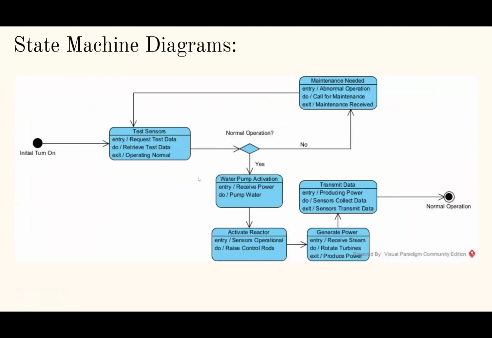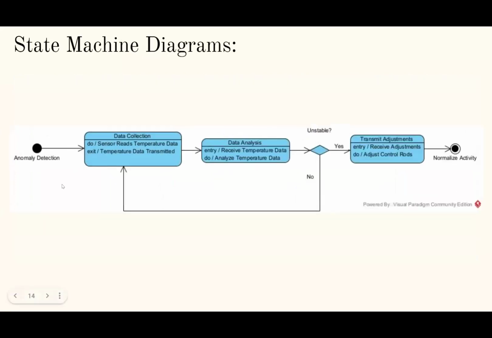Okay, so for my state machine diagram, I have 2. The first one shows the initial turn on, so it involved testing the sensors, making sure those work properly because those are required for safe operation. If they don't, they would call for maintenance. If they do, everything else will be activated and turned on.